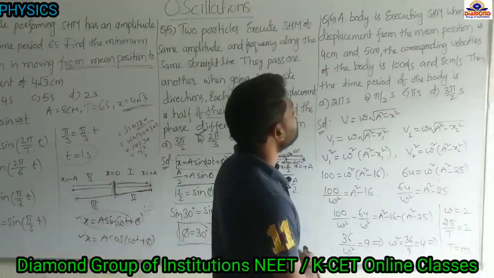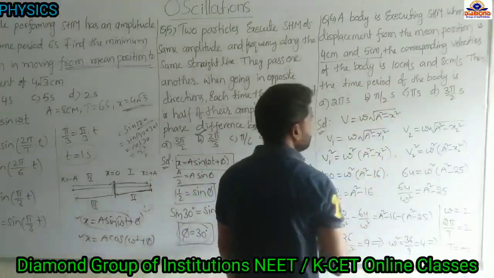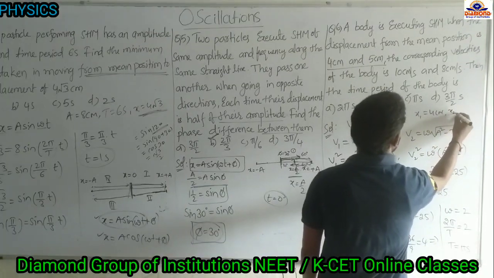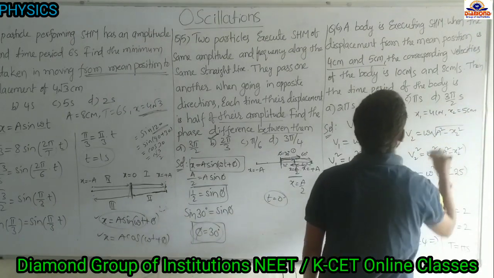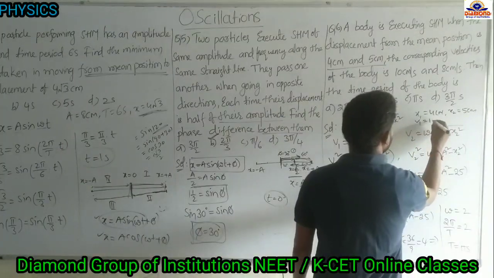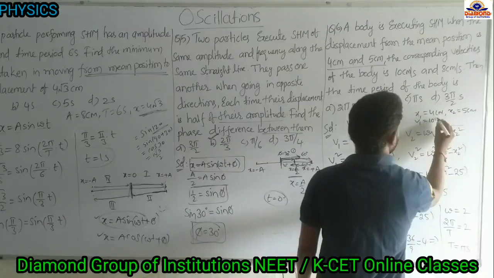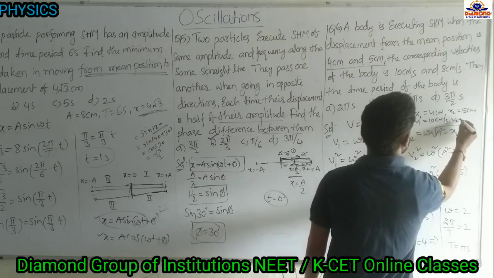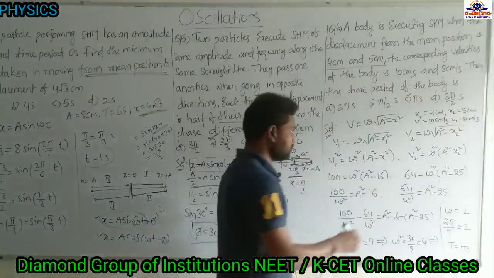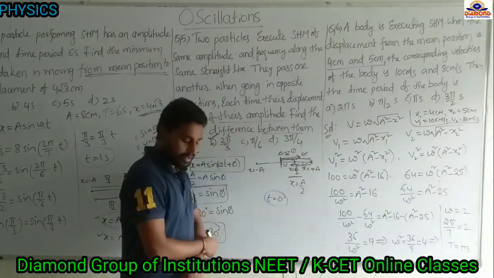A body is executing SHM. When the displacement from the mean position is 4 centimeter and 5 centimeter, so they have given x1 equal to 4 centimeters and x2 equal to 5 centimeters. The corresponding velocities of the body are V1 equal to 10 centimeter per second and V2 equal to 8 centimeter per second. Okay, these are the data given, and they are asking the time period of the body.